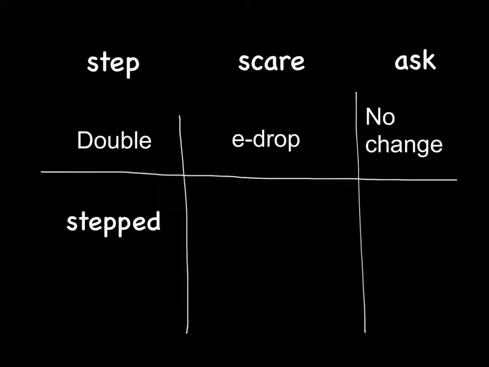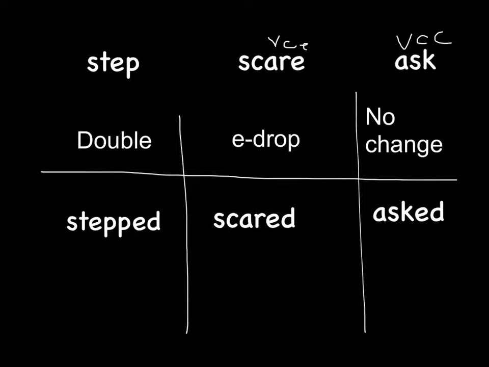Now let's think about the word scare. Scare has a vowel consonant with a silent E. What rule do we follow with the silent E? If you said it was an E drop, you were correct. Drop the E, add ed. Now let's look at the word ask. Ask has a vowel, consonant, consonant. What rule do we have here? For a vowel, consonant, consonant, there's no change. We just add ed.